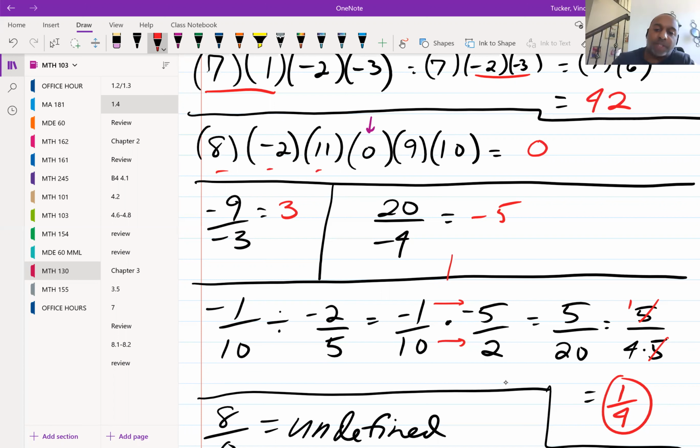So as my arrow suggests, now we can just multiply across. -1 times -5 is +5. 10 times 2 is 20. And then if you can, you are expected to reduce. And that's what we did right here. 5 in the numerator, and there's also a 5 in that 20, because 20 is 4 times 5. Those 5s cancel. And there's nothing left in the numerator but 1. So that'll be 1/4.